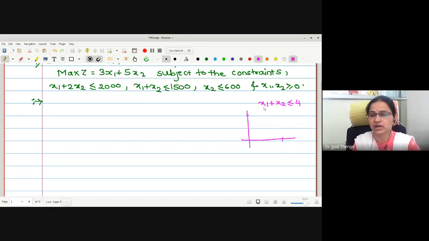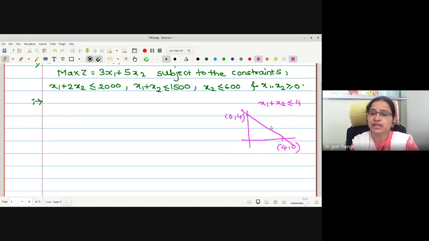Therefore, if I keep x2 0, x1 will be 4. Therefore, this is my first point. And if I keep x1 0, then this is 0, 4. Therefore, this will be a line, representing this inequality as an equation.